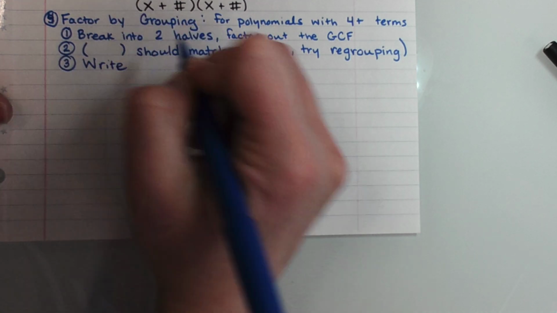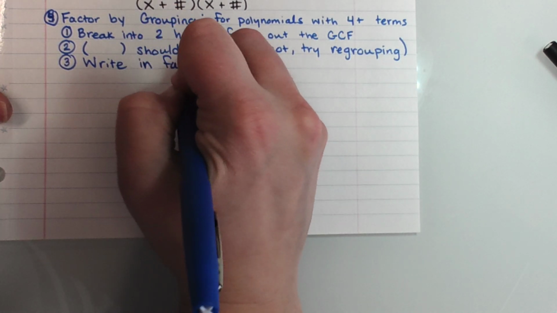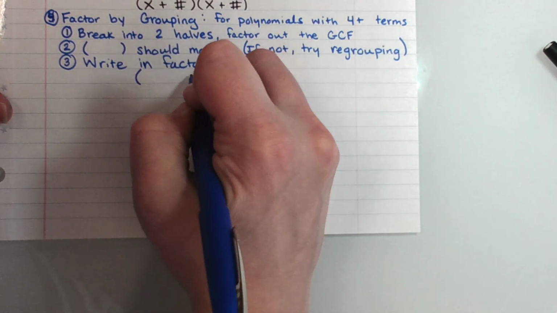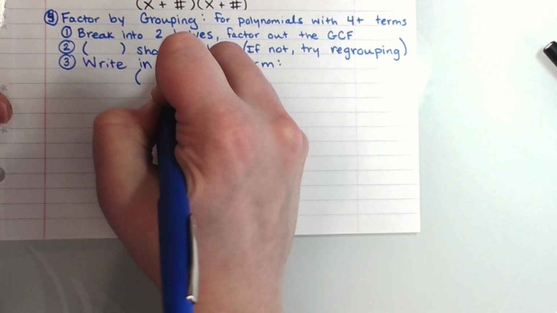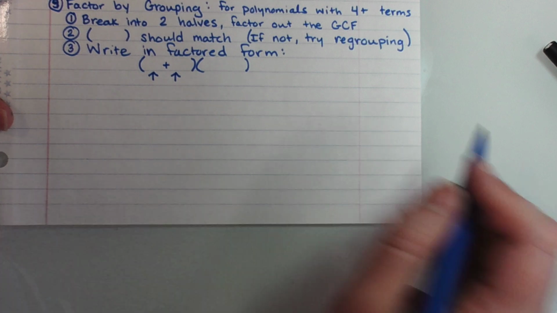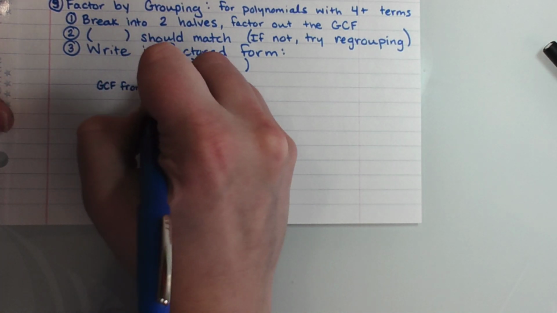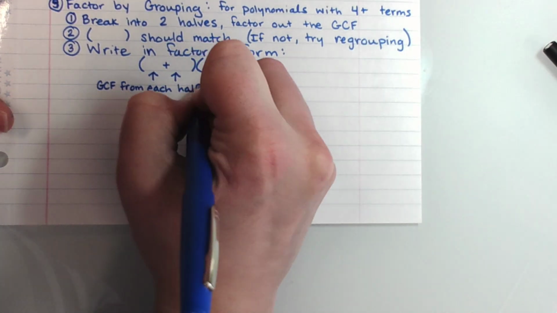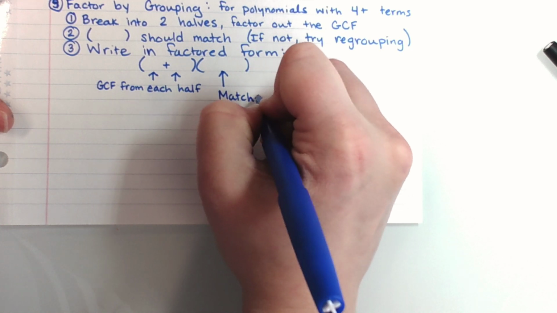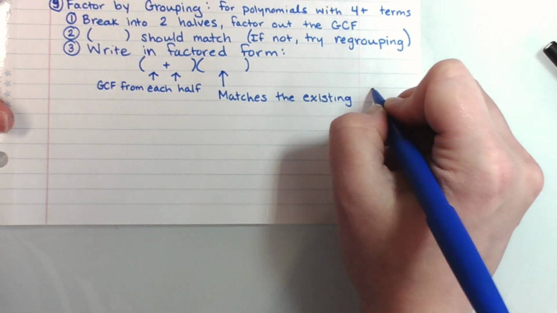But assuming they match, you can write it in the factored form, which will have 2 sets of parentheses. In the first set of parentheses, where you've got these 2 slots separated by a plus sign, you should put the GCF from each half. And then the other parenthesis should be the thing that matches the existing parentheses.